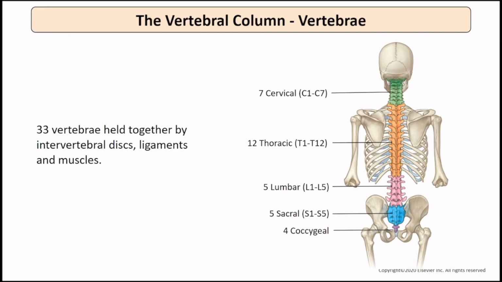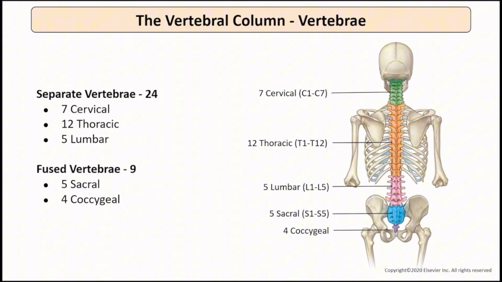The vertebral column itself consists of a series of 33 vertebrae which are held together by intervertebral discs, ligaments, and muscles. 24 of these vertebrae are separate bones while the remaining 9 are fused together. The separate vertebrae are mobile and consist of 7 cervical, 12 thoracic, and 5 lumbar. The 9 fused vertebrae consist of 5 sacral vertebrae which are fused together to form the wedge-shaped sacrum, and 4 coccygeal vertebrae which are fused together to form the coccyx.